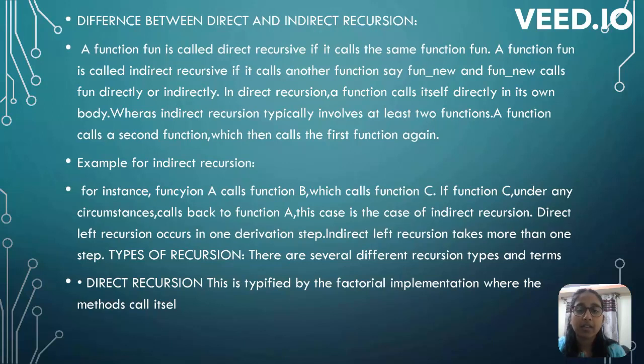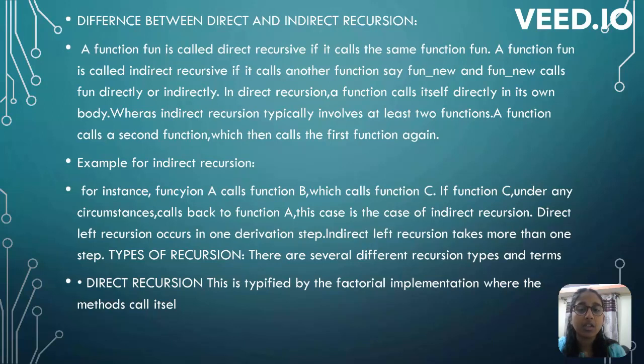Example for indirect recursion. For instance, function A calls function B, which calls function C. If function C under any circumstance calls back to function A, this is the case of indirect recursion. Direct left recursion occurs in one derivation step. Indirect left recursion takes more than one step.